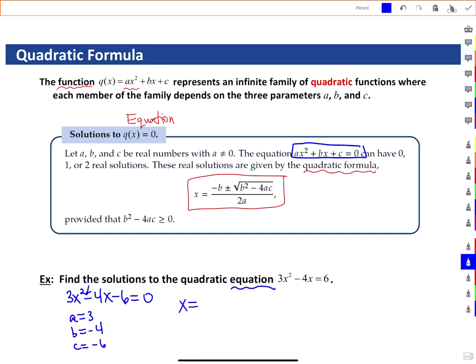So the opposite of b, my b was already negative 4, so it's going to become positive 4, plus or minus the square root of b squared, you notice I'm putting this in parentheses, negative 4 squared, minus 4 times a, which is 3, times c, which is negative 6, all divided by 2 times a, which is 3.